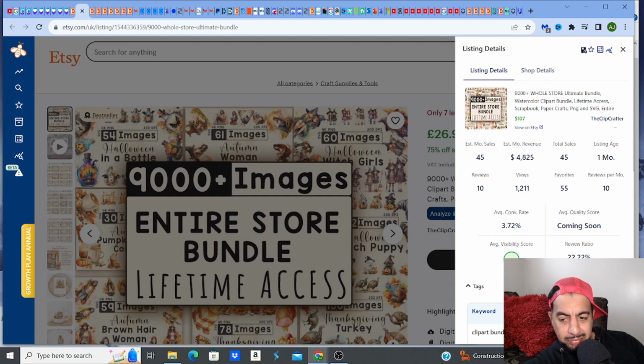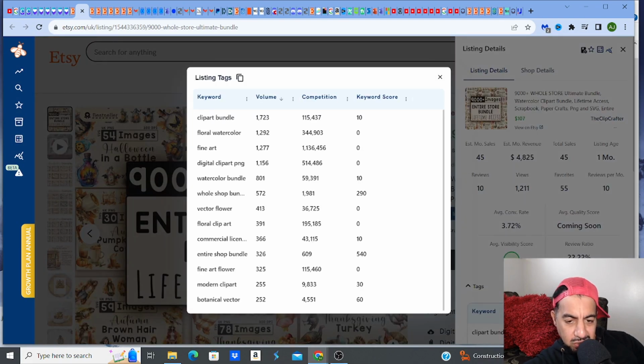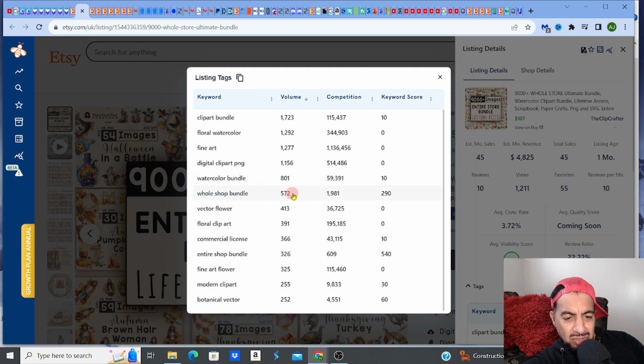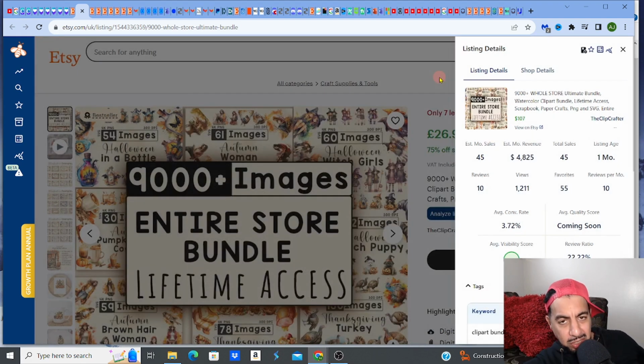Now let me just show you something, right? I'm going to go to the tags that this seller's using. Part of the keywords that they're using, the tags, is entire shop bundle, which we looked at, and another one, whole shop bundle, right? These have an absolutely ridiculous keyword score of 290 and 540 respectively. They are massive, and the search volumes are decent, but the competition is very, very low. Bundles are something that people search for now, and it's not saturated at all in terms of those terms.